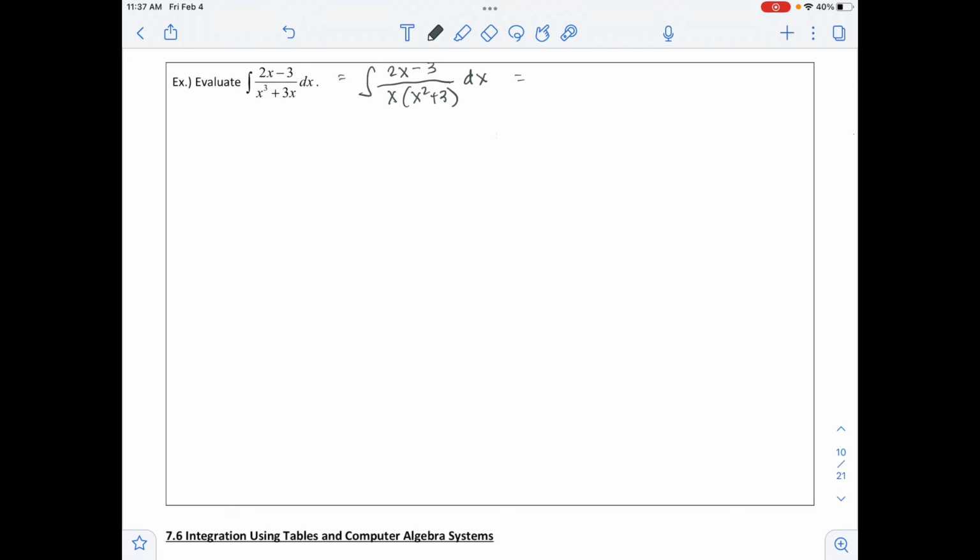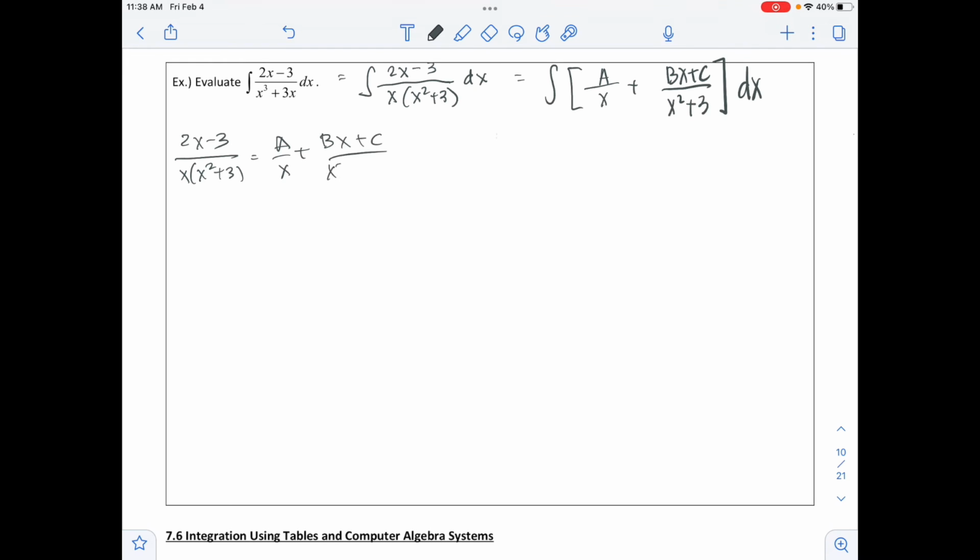And so using partial fractions, this is going to become the integral of A over x plus, over the other factor, which is x squared plus 3, since this is a quadratic factor, I'm going to have Bx plus C, dx. And so I know that the two integrands are equal. So it's equal to A over x plus Bx plus C over x squared plus 3.